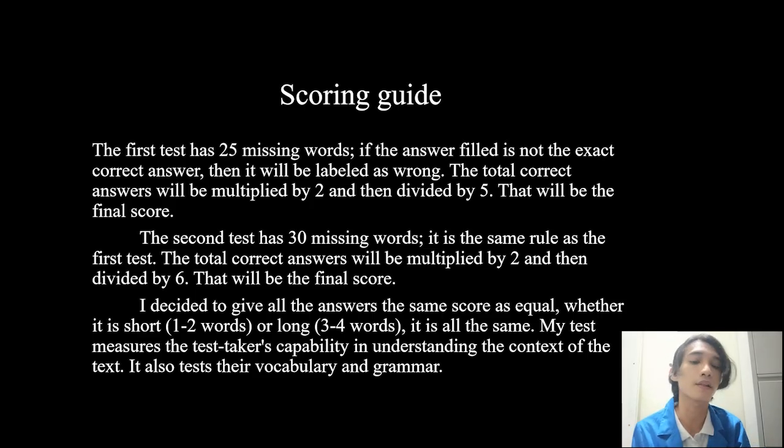And the second test has 30 missing words. It is the same rule as the first test. The correct answers will be multiplied by 2 and then divided by 6. That will be the final score. So if a test taker has 30 correct answers, the 30 will be multiplied by 2 and become 60, and then divided by 6, then it will become 10.